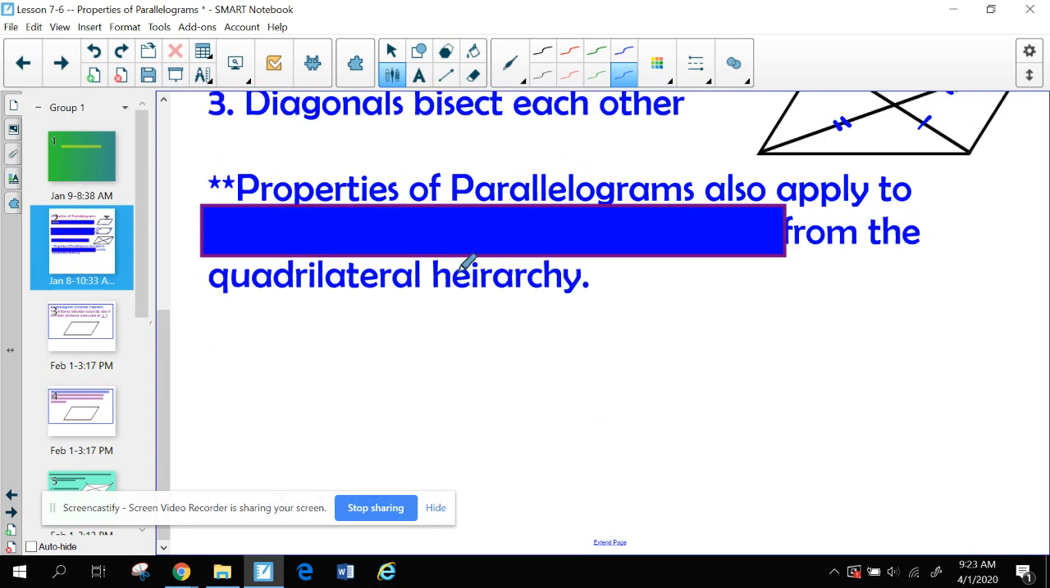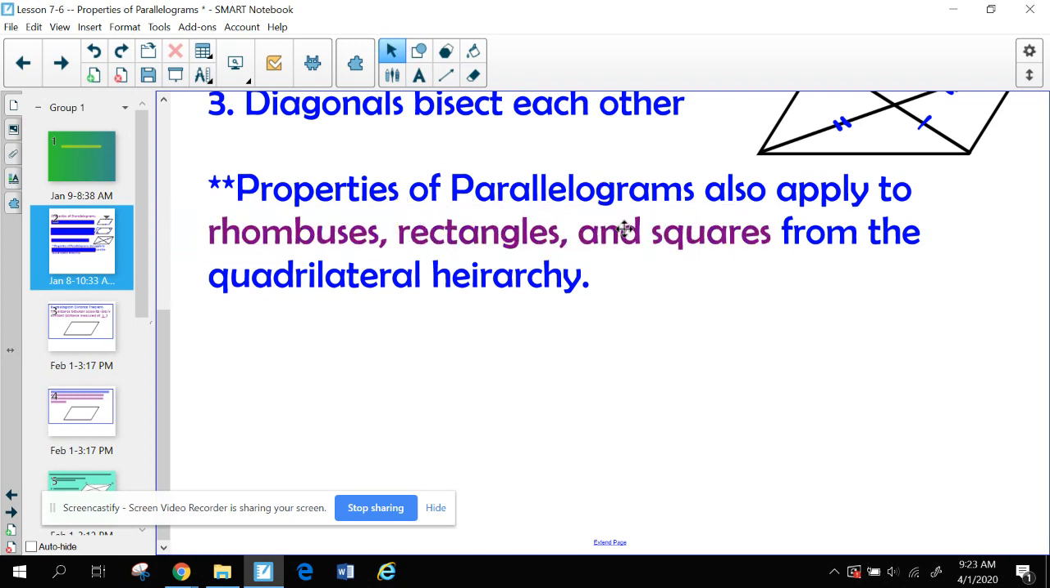Good, so if we think about that hierarchy of quadrilaterals back from chapter 4, think about what other quadrilaterals fell below parallelograms. And so we can actually say that rhombuses, rectangles, and squares are also going to have the same properties as parallelograms. All right, we have two theorems for parallelograms, and then we're going to go through some examples on using all of these properties and these theorems.